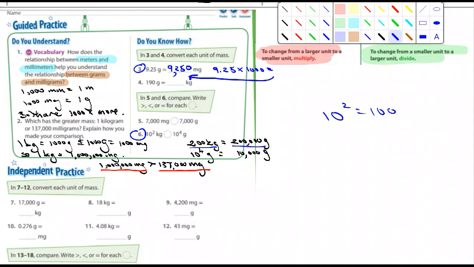And 10 to the 4th grams, 10 to the 4th equals what? That's going to be 1 followed by 4 zeros. That's going to be 10,000. So 10 to the fourth grams equals 10,000 grams, and then you just simply compare them. Which one is larger between the two? So I've answered that for you. I'll let you figure that out, though, what symbol goes in there.